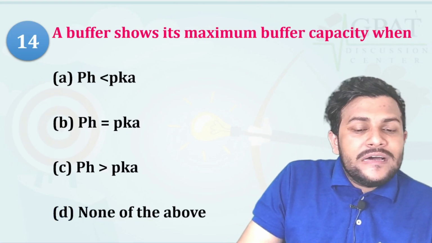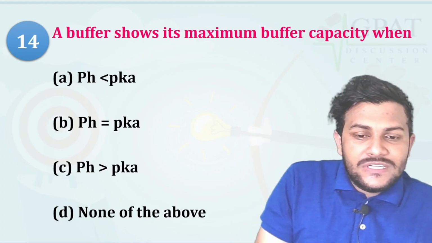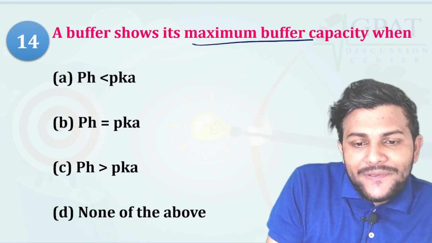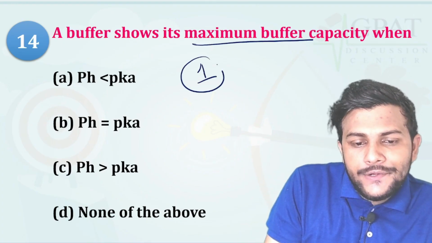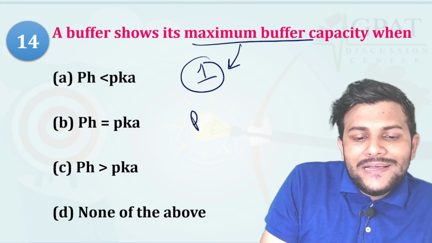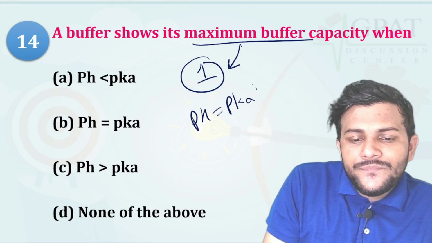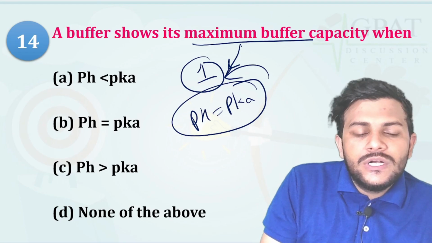Next, a buffer shows its maximum buffer capacity. Maximum buffer capacity means it is equal to 1. So when pH is equal to pKa, the buffer capacity is equal to 1.